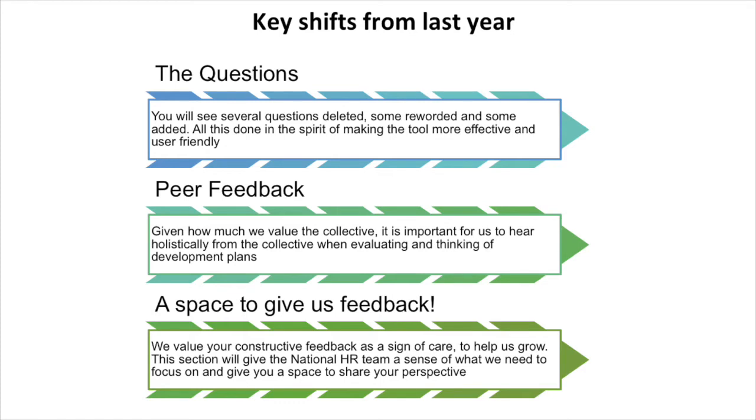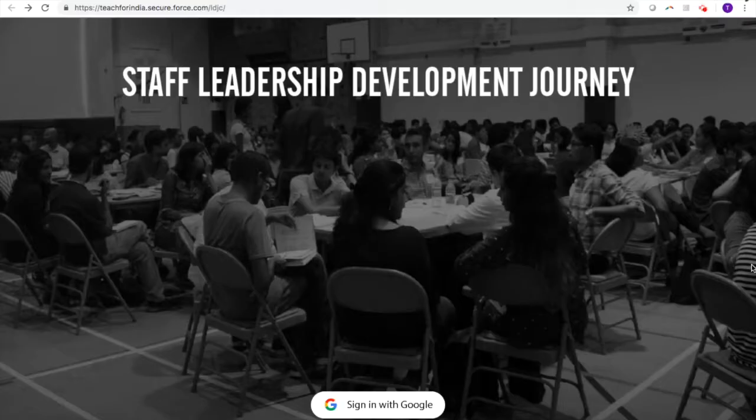So your manager, your vertical head, others, nobody's really going to have access to that. So it's a semi-anonymous type of feedback, which is coming straight to HR, which we can then pull trends from and think about what our priorities need to be and kind of assess the overall health of the organization itself. So that's kind of where we are in terms of just the key shifts from last year. Questions, peer feedback, as well as a space for you to give us feedback.